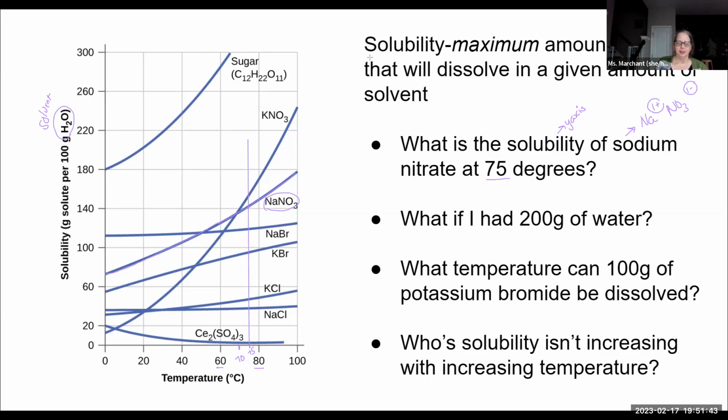That intersection of the curve and the 75-degree line is the solubility point. That is where it's saturated. We have the most solute in that 100 grams of water. So now I'm going to go to the left with my line. And again, I'm going to estimate that it's like 142 or something.